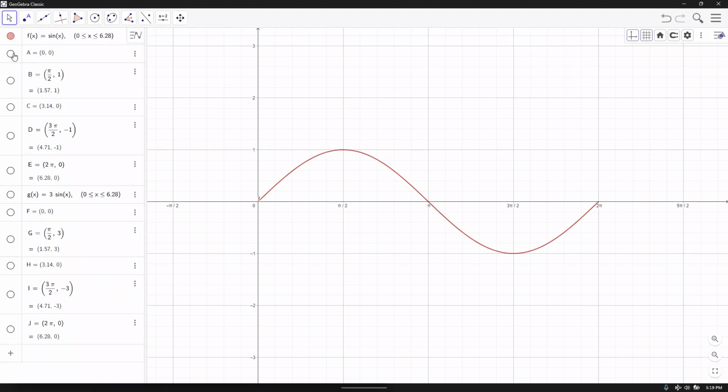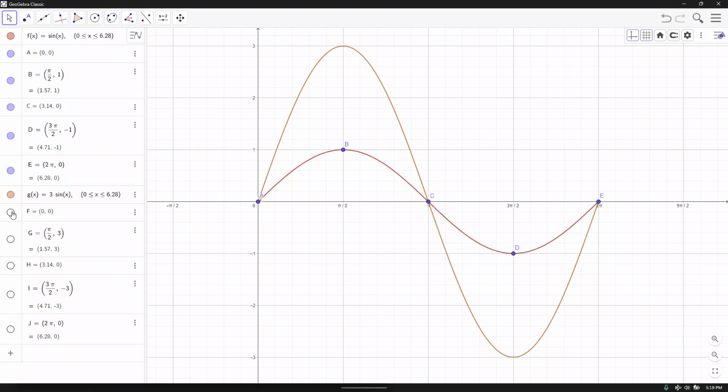And I have also typed the key points. 0, 0, that's point A, pi over 2, 1, which is point B, pi 0, which is C, 3 pi over 2, negative 1, which is D, and 2 pi 0, which is point E. All right, number one. How did I type this function? Well, I'm going to show you at the end of the example how I did everything. Okay, so now I'm going to graph the function 3 sine x over 1 period 0 to 6.28. Okay, so that's going to give us a function that is actually stretched vertically by a factor of 3.